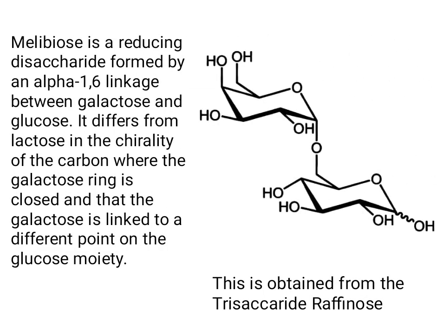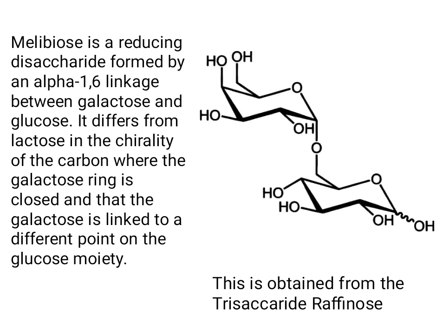Melibiose. Melibiose is a reducing disaccharide formed by an alpha 1,6 linkage between galactose and glucose. So this is the structure of galactose and this is the glucose. It differs from lactose in the chirality of the carbon where the galactose ring is closed, and that the galactose is linked to a different point of the glucose moiety.